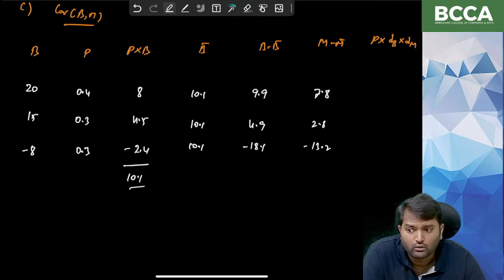We are finding out the covariance of B comma M. In this question, we are going to learn a new point. Just wait for some time. Okay. We are talking about portfolio revision. I hope you remember the steps in portfolio management, the activities involved in portfolio management.